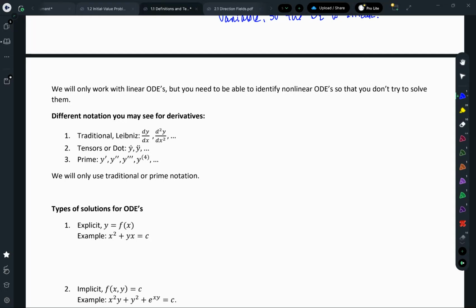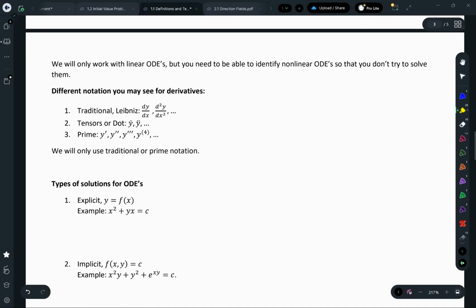All right. Some of the notations that are common for derivatives, we have the traditional Leibniz notation, where you see dy dx, d squared y dx squared, and so on. There's a tensors or dot notation, where you see a dot over the y to indicate first derivative, or two dots over the y to indicate the second derivative. As you might be able to imagine, that becomes kind of cumbersome. I mean, if you have a fifth derivative, then you would have a y with 5 dots over the top of it. So we don't use that one.